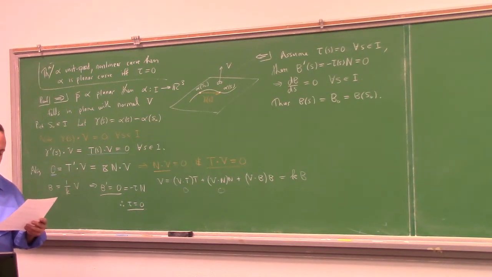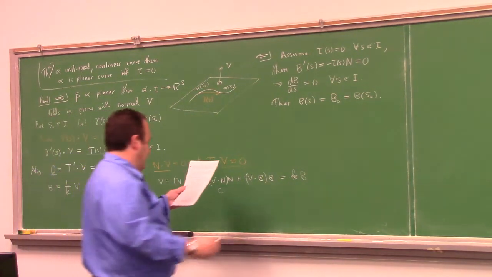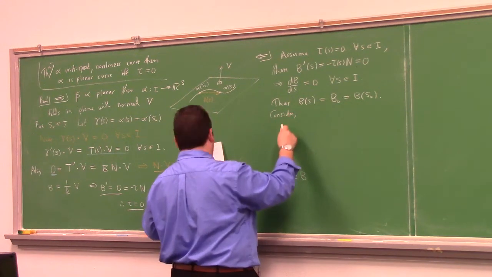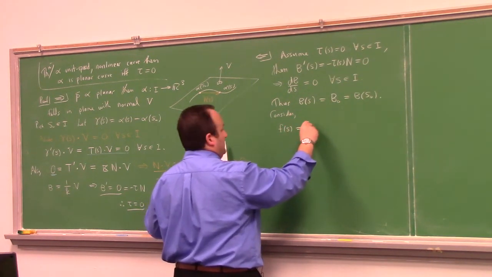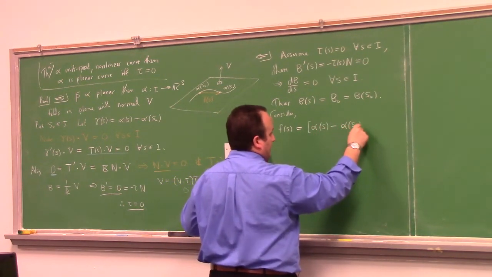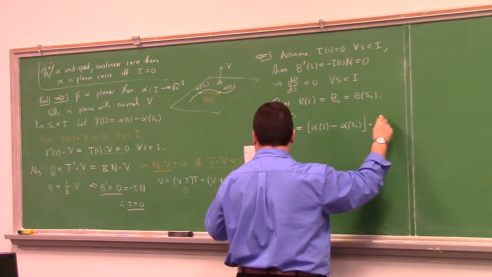So then O'Neill says, well, let's define a function which is identically 0 if the curve lies in the plane with point alpha of s naught and normal b of s naught. So following O'Neill, let us consider f of s equal to alpha of s minus alpha of s naught dot b of s naught.